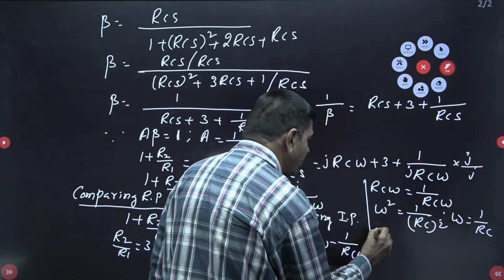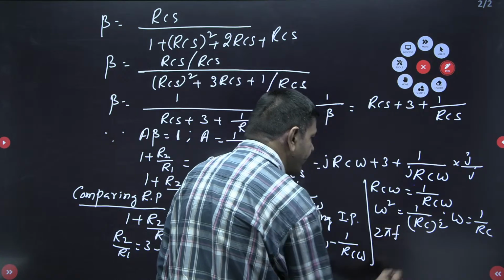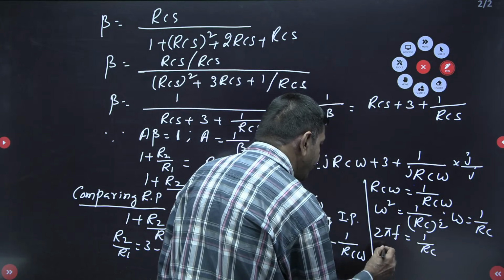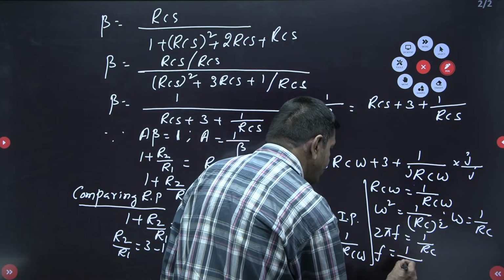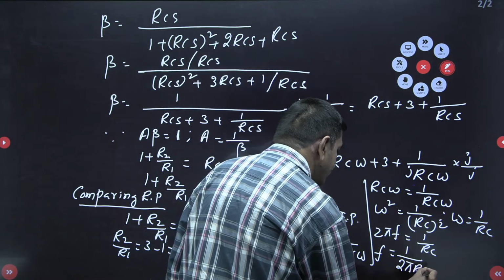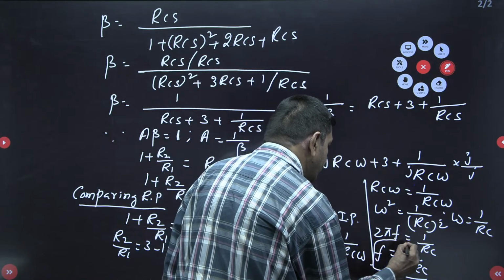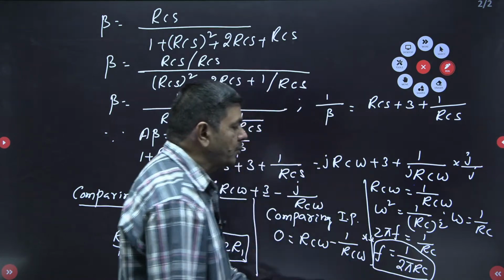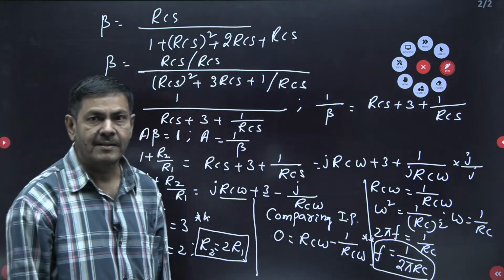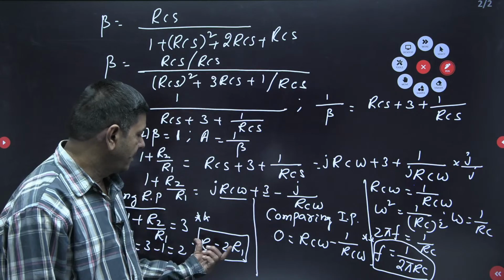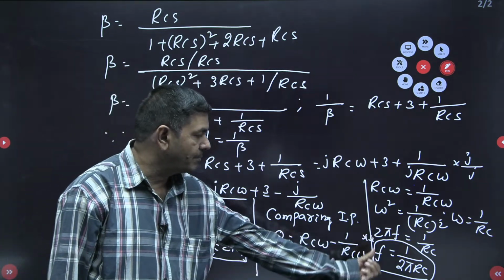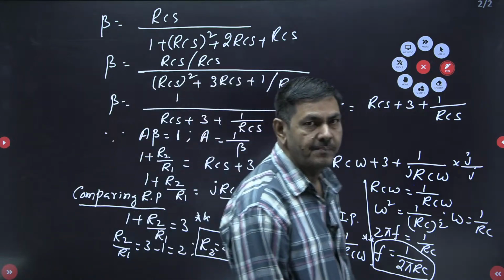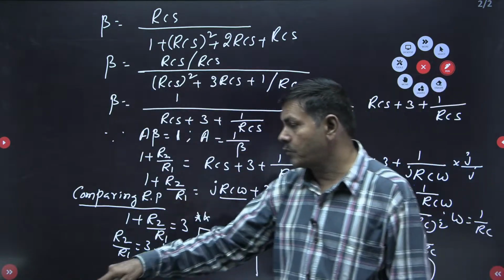Omega is nothing but 2 pi times f, 2 pi f, that equals 1 by RC. Finally, you can write frequency equal to 1 by 2 pi RC. Yes, this formula also you have to remember. These two formulas are very important to do the questions. So, we should use R2 equal to 2R1, f equal to 1 by 2 pi RC. By using these two relations, we are going to do the problems. The same analysis will be repeated, you watch in the next question.